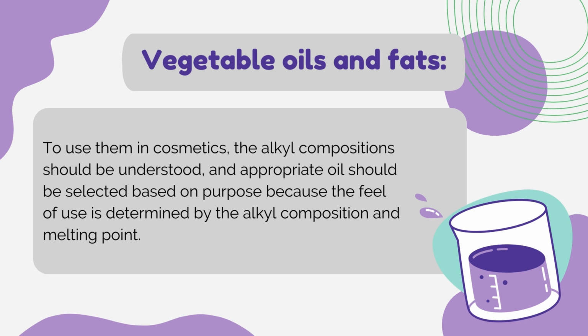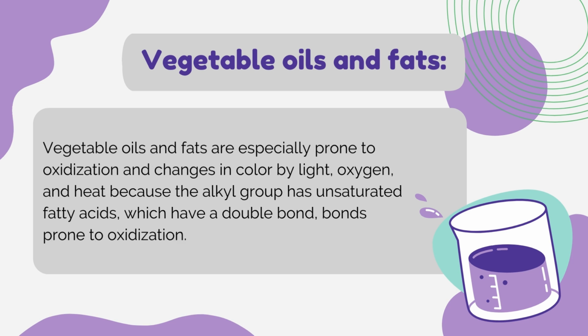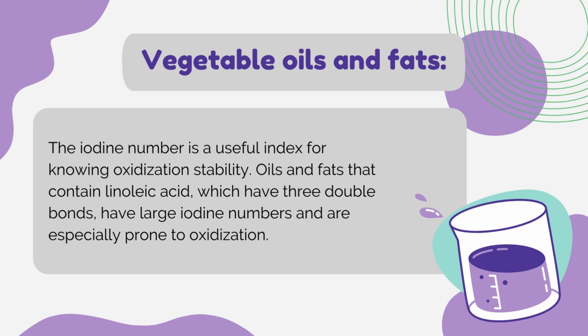selected based on purpose, because the feel of use is determined by the alkyl composition and melting point. Vegetable oils and fats are especially prone to oxidation and changes in color by light, oxygen, and heat because the alkyl group has unsaturated fatty acids, which have double bonds prone to oxidation. The iodine number is a useful index for knowing oxidation stability. Oils and fats that contain linolenic acid, which has 3 double bonds, have large iodine numbers and are especially prone to oxidation.